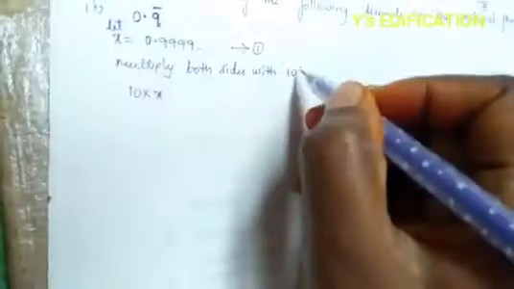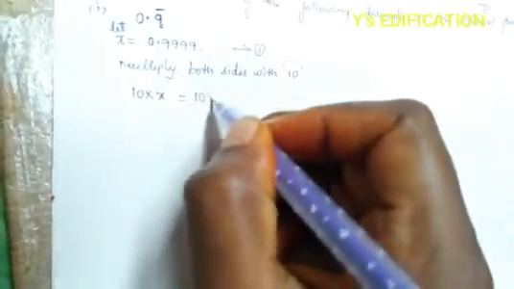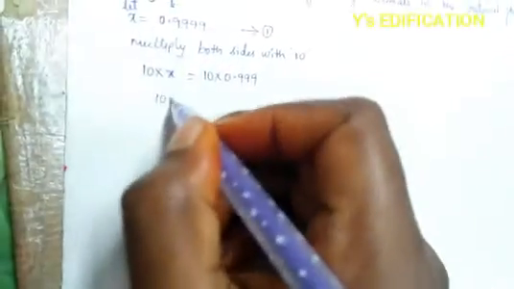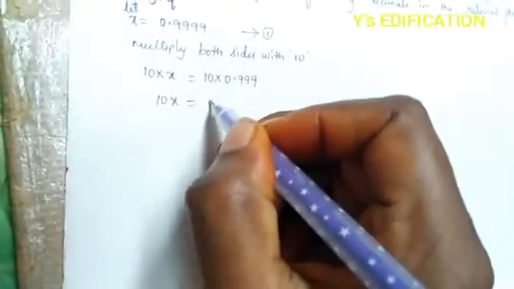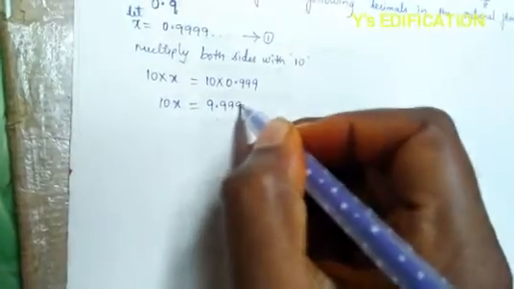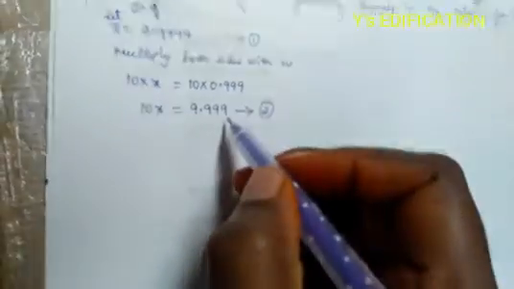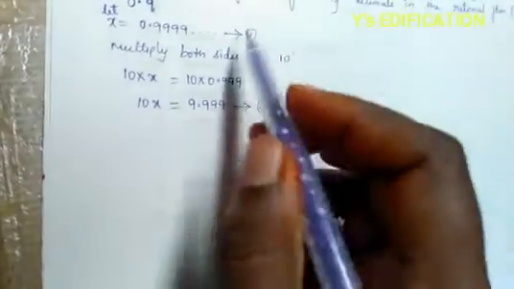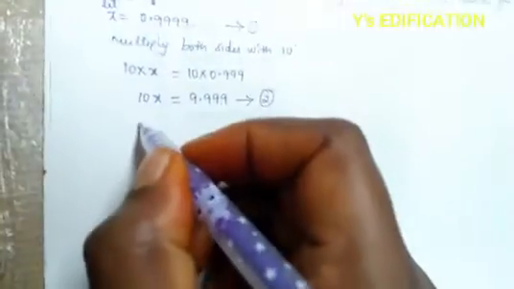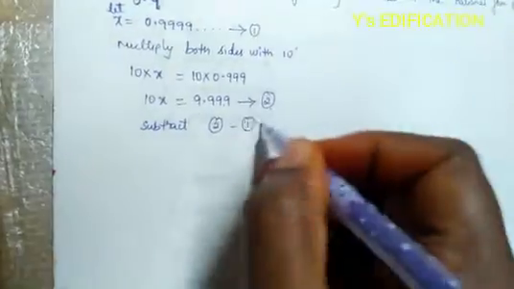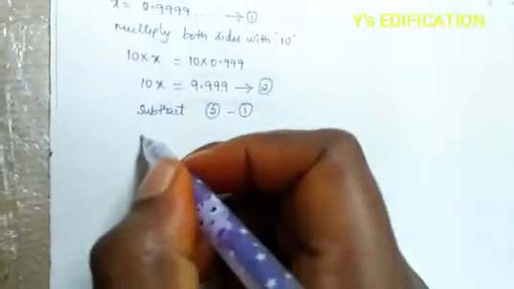So 10 into x is equal to 10 into 0.999. That means 10x is equal to 9.999. Let this be equation number 2. We have equation 1 and equation 2. Now what we have to do? Subtract equation 1 from equation 2. So equation 2 is 10x.